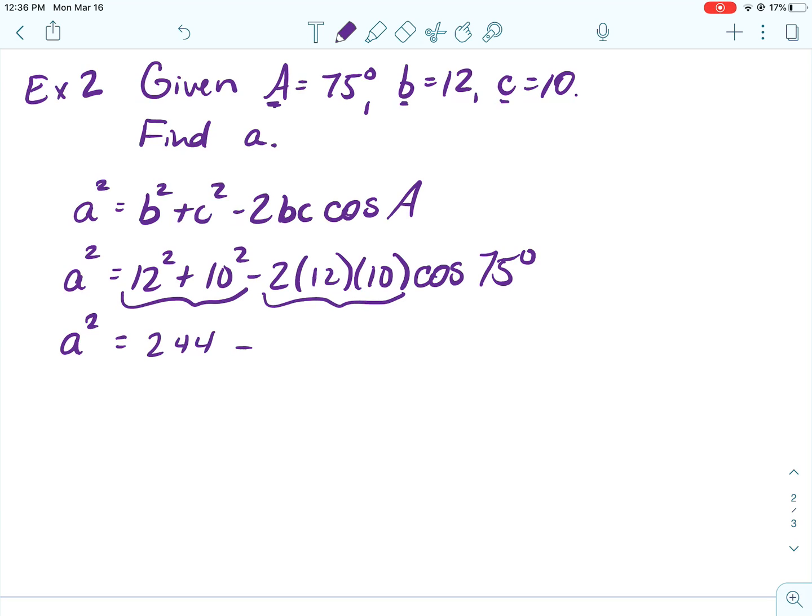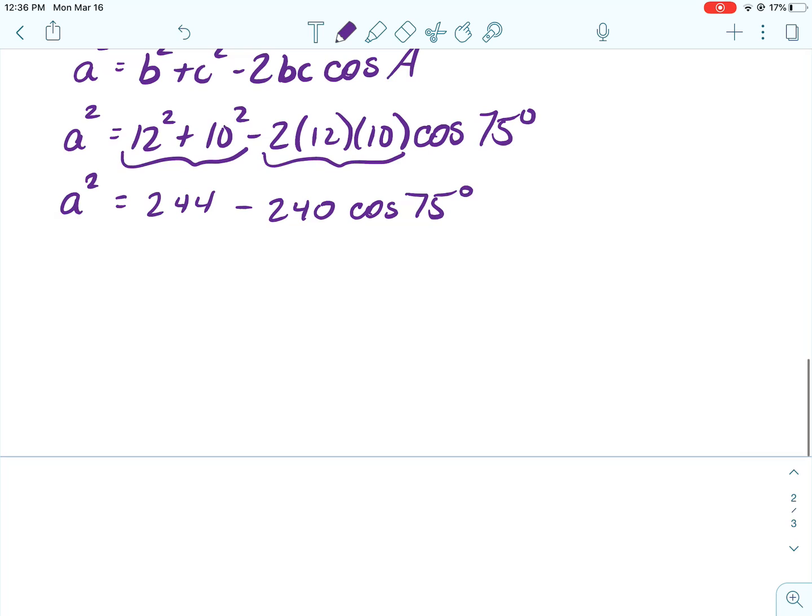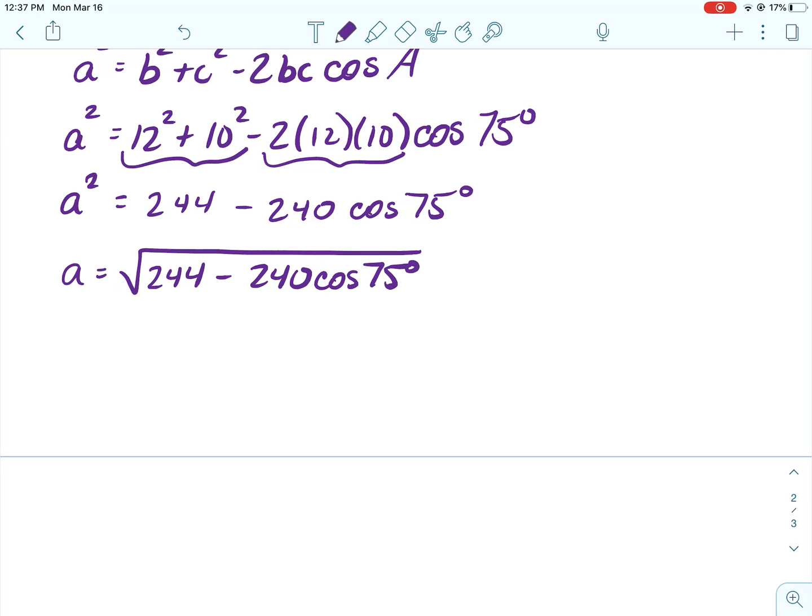So I'll go ahead and square these. 144 plus 100 is 244. And then multiply these together. 2 times 12 times 10 is 240. Again, we still can't subtract that because the cosine is attached. So we would finally put our answer as the square root of 244 minus 240 times the cosine of 75 degrees, and just leave it like that.